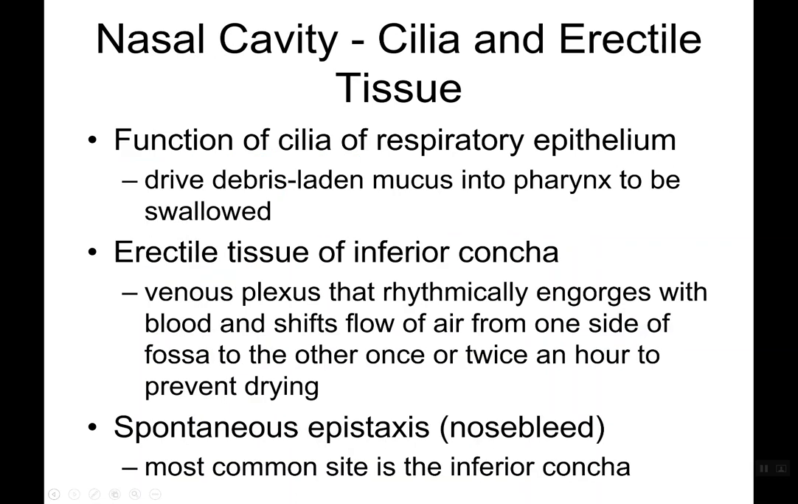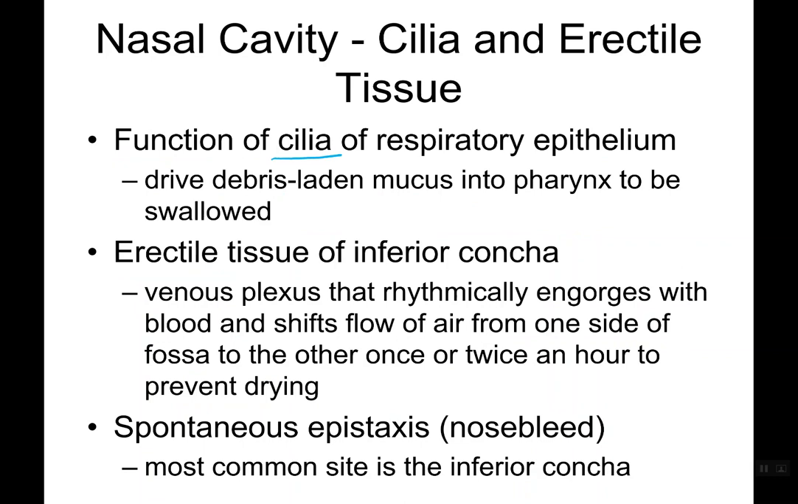All right, the cilia and erectile tissue. So one function of the nasal cavity is to move mucus around, and that is, of course, achieved by the presence of cilia on the respiratory epithelium. So these take that debris-laden mucus into the pharynx to be swallowed. So above the pharynx, your cilia beat down and back to move that stuff down. And below the pharynx, the cilia beat up and forward to move it up from the trachea into the pharynx so it can be swallowed and enter the digestive system, which has special acids and enzymes to deal with all that stuff.